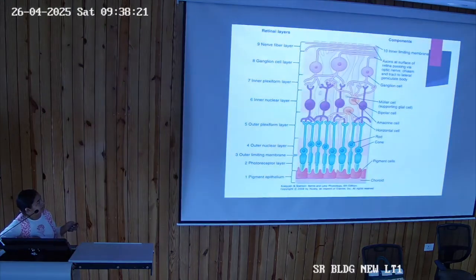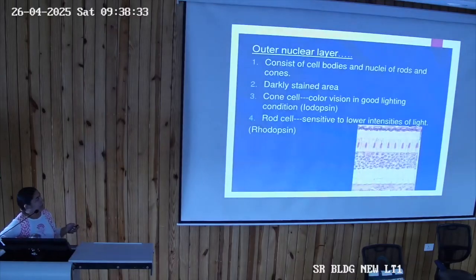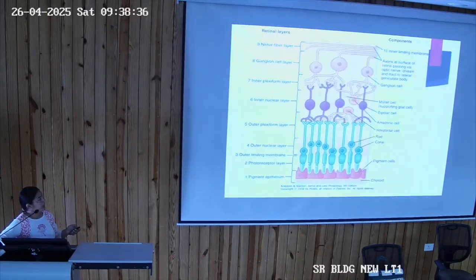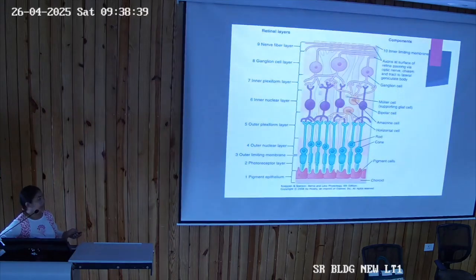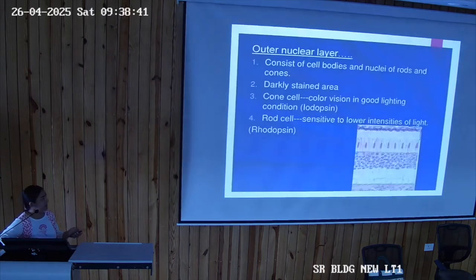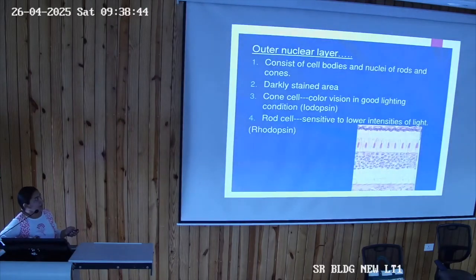So here you can see this is the pigment epithelium. These are the photoreceptor layer, and this is the outer limiting membrane. After that starts the outer nuclear layer. Now outer nuclear layer, what does it consist of? If we see, we can see the cell bodies over here that are present in the outer nuclear layer. Now the cell bodies and the nuclei of the rods and cones, they are present in this layer. Cone cells, they are responsible for the color vision, and rod cells, they are sensitive to the lower intensities of the light.